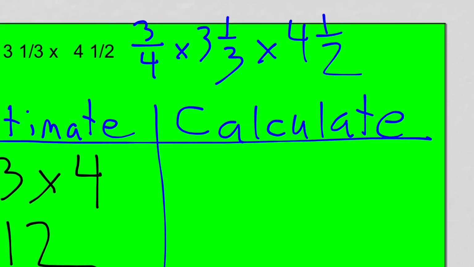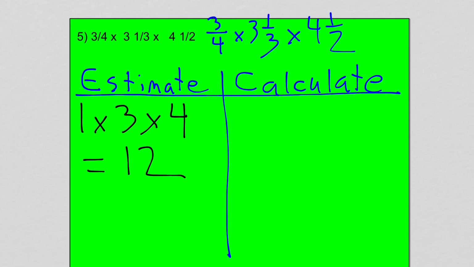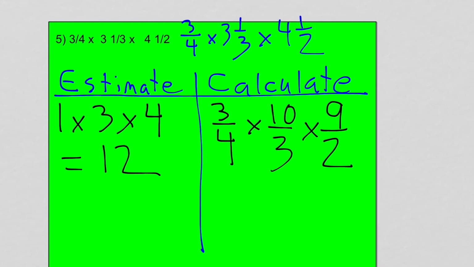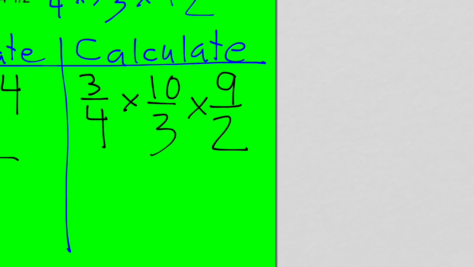Now, all of these need to be written as improper fractions except for the first one, because it's just a proper fraction, so I just leave it. For the second one, 3 times 3 is 9, plus 1 is 10 over 3. And the last fraction is 9 over 2. And now I need to simplify. And there's a bunch of ways I can go. I immediately notice 3 and 3. 3 divided by 3, 1. 3 divided by 3, 1.